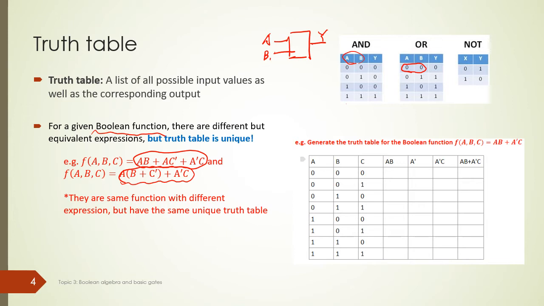So let's look at the example here. Say we have a three variable system, f(a, b, c) equals a and b, or a prime and c. If you remember the precedence, the order of how to solve Boolean algebra, we know that we handle the not first. So let's do the not first. a prime means not a.